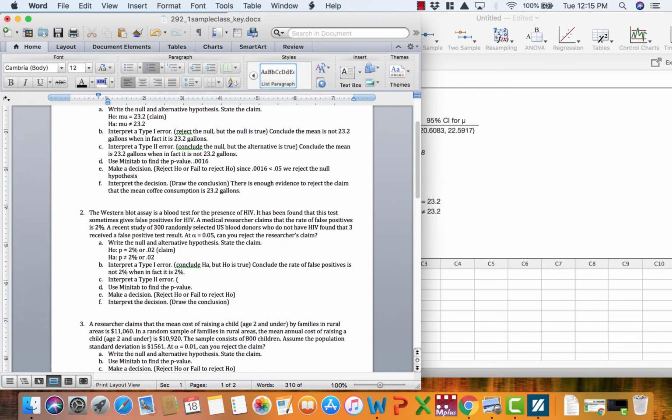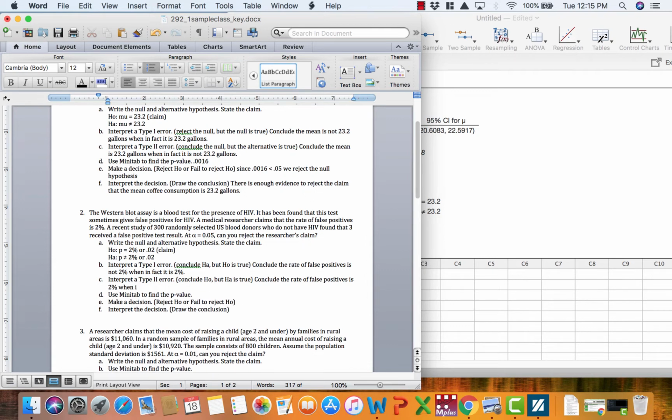Type 2 error is going to be the opposite. So now we conclude the null, but the alternative is true. So now we conclude the rate of false positives is 2% when in fact it is not 2%. Again, concluding the null of 2% when in fact the alternative is true, which means not 2%.